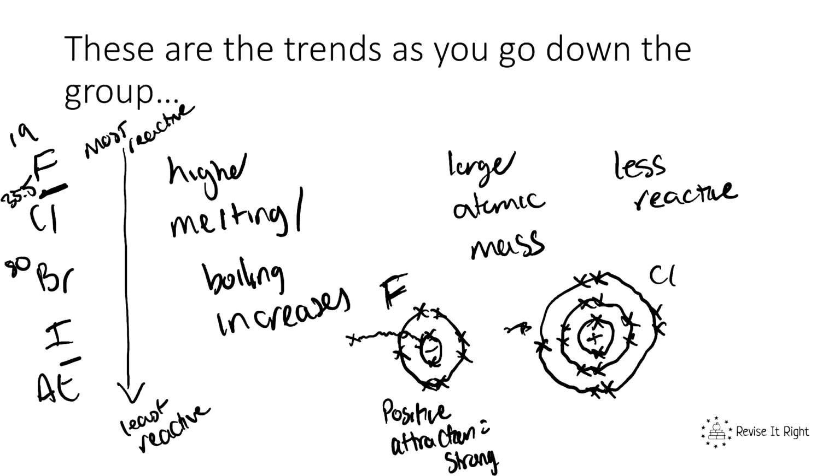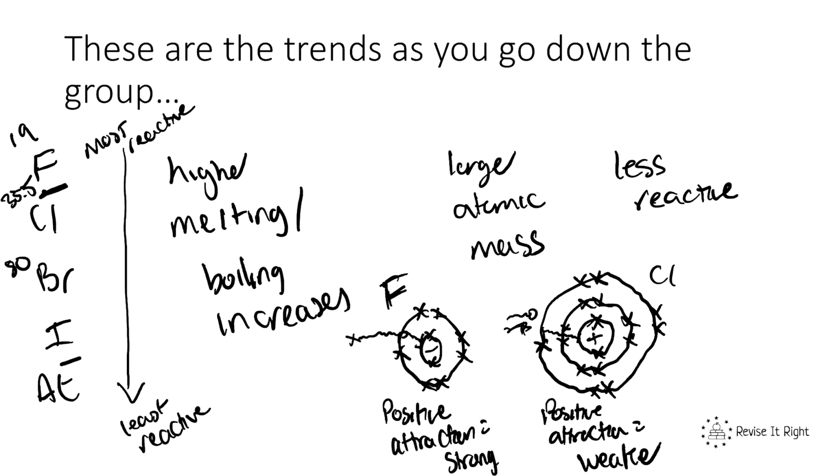Let's go over to chlorine, and again it will try to pull in an electron on its outer shell. However, it is further away from the nucleus, which means that the positive attraction from the nucleus is weaker, which means it's actually harder to pull in that electron, which makes it less reactive. And as you go down the group, that outer shell becomes further and further away from the nucleus, meaning that positive attraction gets weaker and weaker. So it becomes harder to pull in an electron, and that's why they get less reactive as you go down the group.